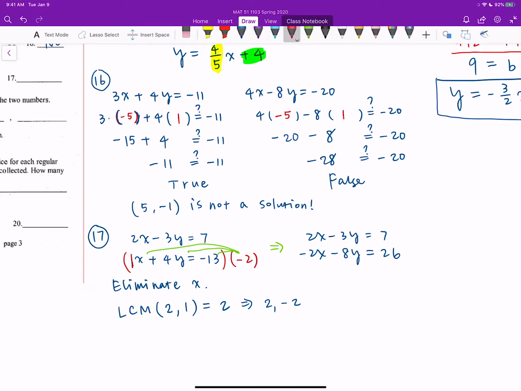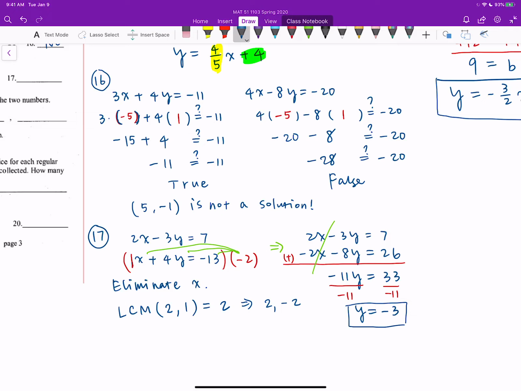Now we are ready to add the two equations that we just transformed. When we add those two equations side by side, the x terms cancel out. -3y minus 8y, that's -11y, equals 7 plus 26, that is +33. We divide both sides by the coefficient of y, which is -11. We obtain y equals -3. So that's basically one of your solutions.